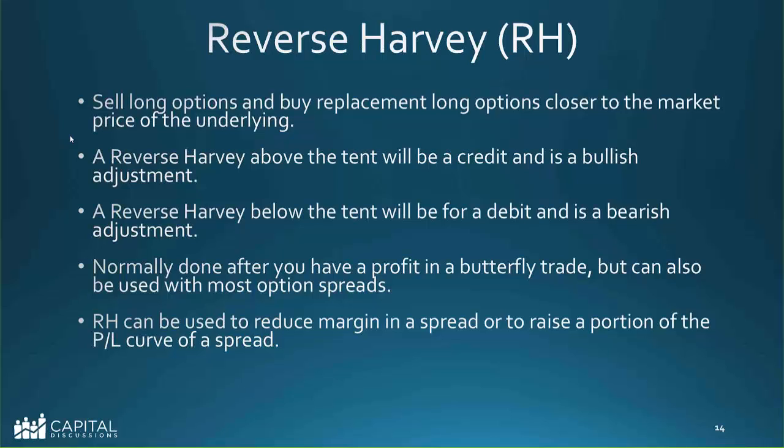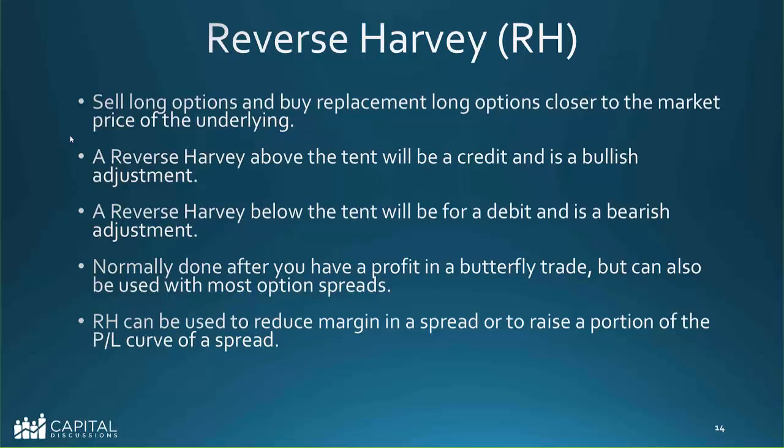So when we're reverse Harveying above the tent, it's going to be a credit, and it's a bullish adjustment. So it's a bullish vertical. You're buying a lower put and selling a higher strike put. The reverse Harvey below the tent is for a debit and a bearish vertical. So it's buying a higher strike put and selling the lower strike put.